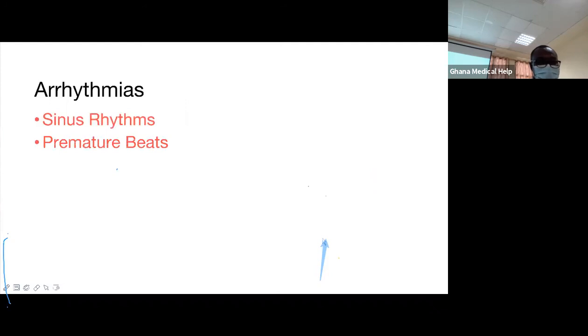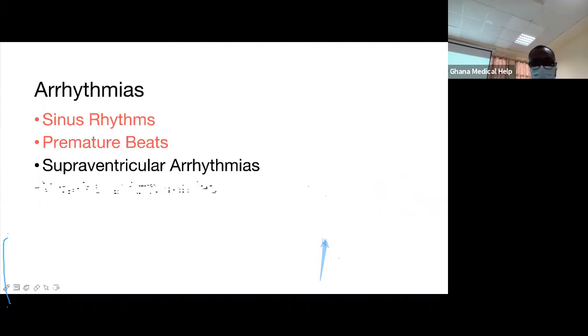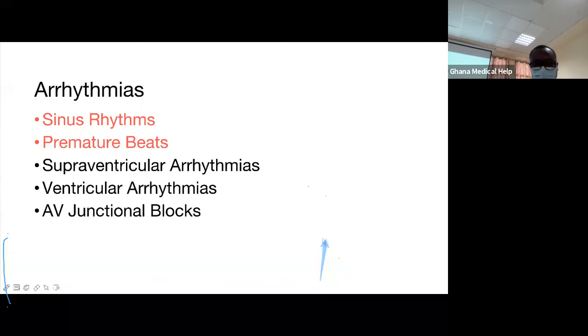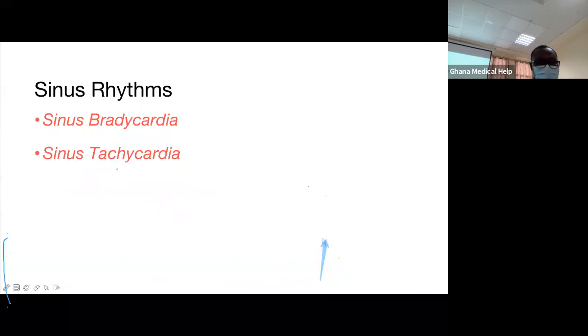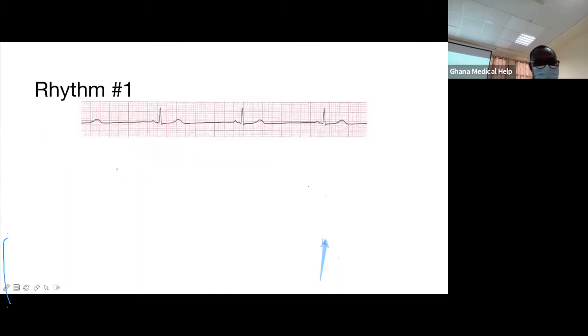Now, the arrhythmias that can be sinus problems. They can be premature beats. You can have, like we just said, premature ventricular contraction, premature atrial contractions. You can have what we call the supraventricular arrhythmias. You can have the ventricular arrhythmias. You have AV junctional blocks. So if you are looking at the sinus rhythms, you can have the sinus brady and tachy. I think we've already talked about this.